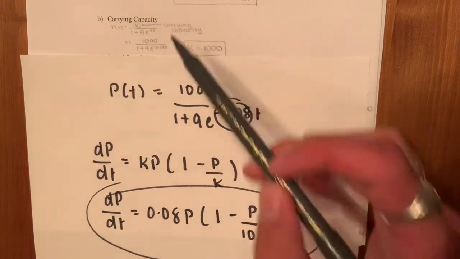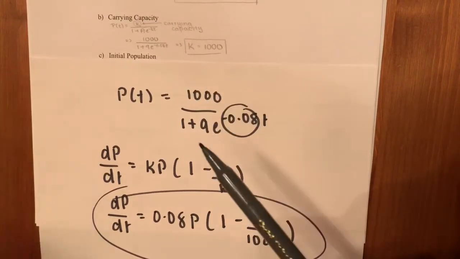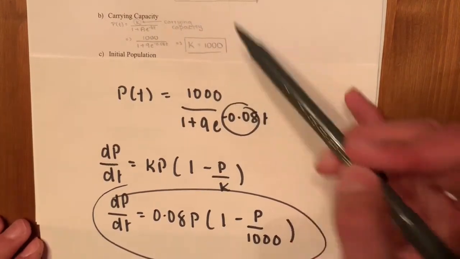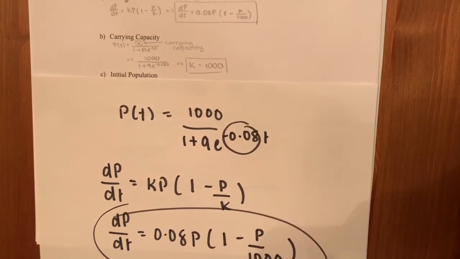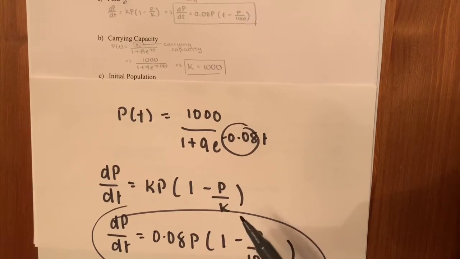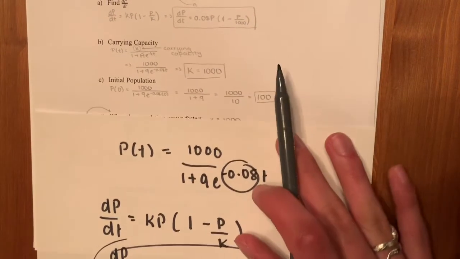Now it's asking us for our carrying capacity. Our carrying capacity can be easily found by just looking at our function or our differential equation, and that value is 1,000. We want to make sure that we know both structures of these functions so we can identify different parts.